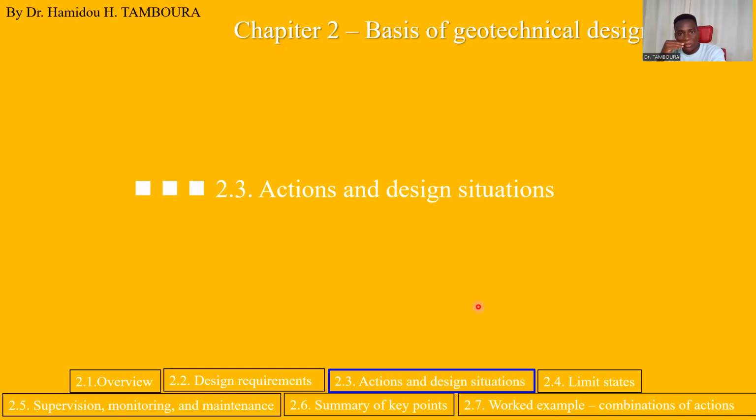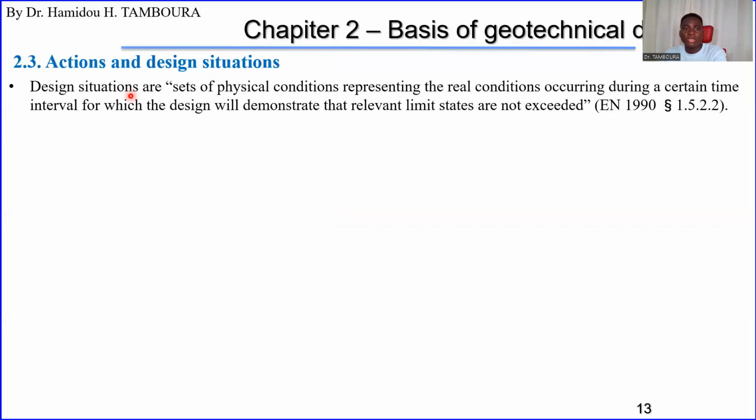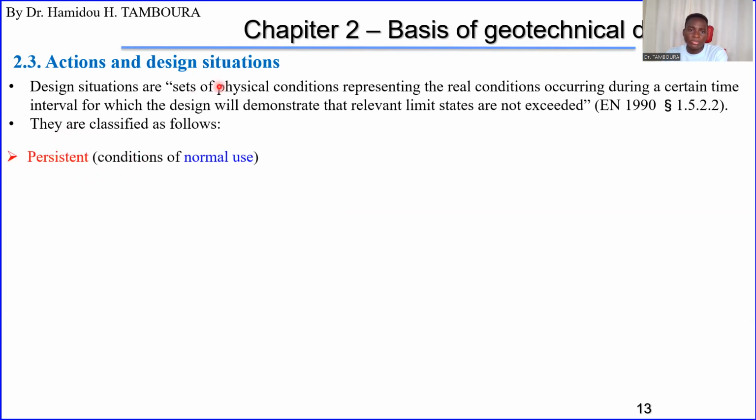Action and design situation, which is section number 3 of this chapter. Design situations are a set of physical conditions representing the real conditions occurring during a certain time interval, for which the design will demonstrate that the relevant limit states are not exceeded. They are classified as follows. We have persistent condition, that is the normal condition, in normal use, when we are using the structure.